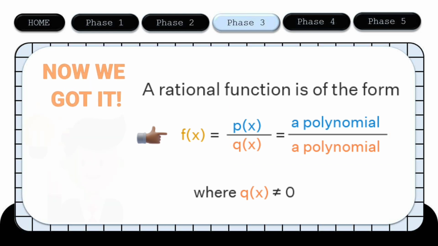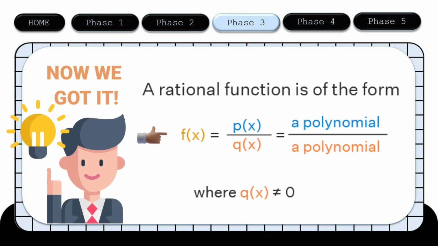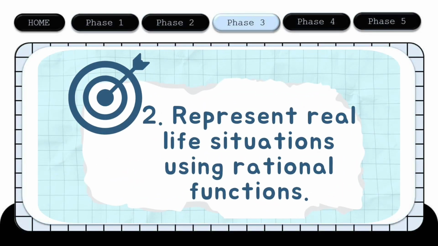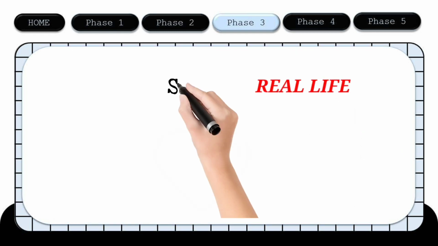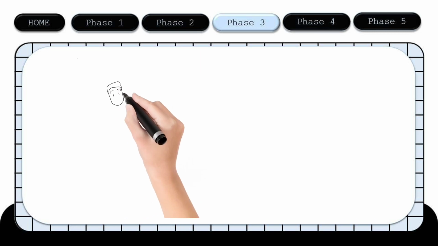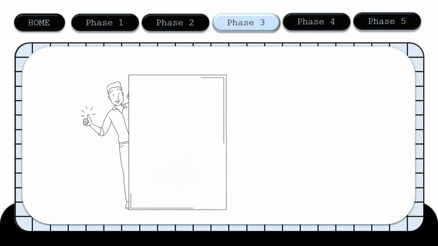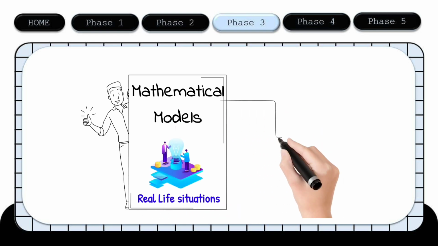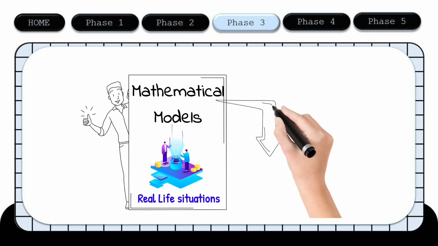Ngayon na malinaw na po sa atin kung ano ang rational function, dadako na tayo sa ikalawang objective ng ating lesson. Represent real-life situations using rational functions. Remember that solving real-life problems is the heart of doing mathematics. We shall realize the importance of using the mathematical models, for if we can see its relevance to our life, we'll appreciate how it actually helps us find solutions to life problems.